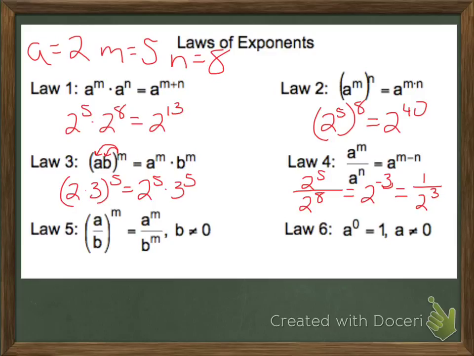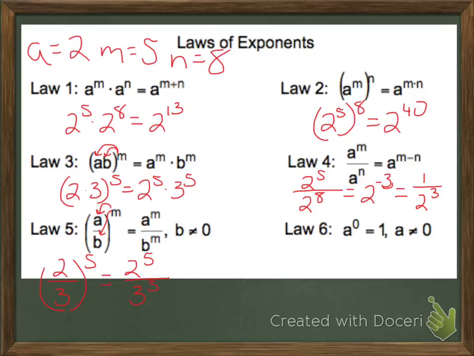Okay, moving on. Law number 5, similar to law number 3, we're still going to distribute the exponent, even though it's in a fraction, the same as law number 3 that was being multiplied. So now I'm going to distribute the exponent to both the numerator and the denominator. Even if you have multiple values within each numerator or denominator, everything inside the parentheses gets that exponent, just like the distributive property. So 2 over 3 raised to the 5th power is the same thing as 2 to the 5th divided by 3 to the 5th power.